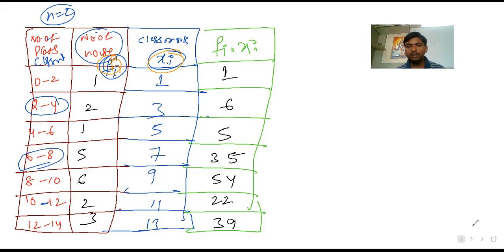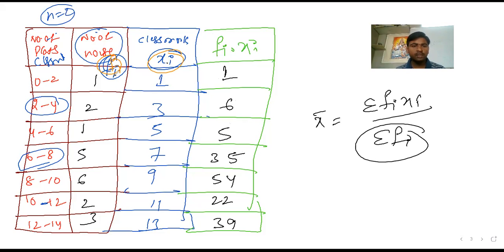So now I calculate sigma fi for the individual cases. What they're asking in the formula sheet, just one second while I write, sigma fi xi by sigma fi is required. Sigma fi means this is the fi for each individual case. So sigma fi means the total count. How much is the total count? This is all you need to add.